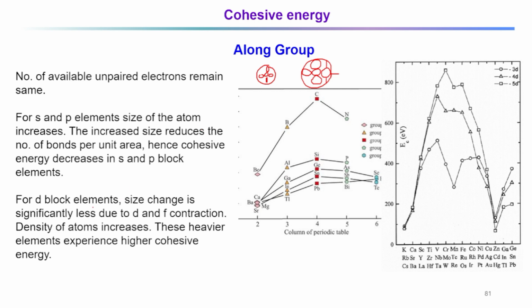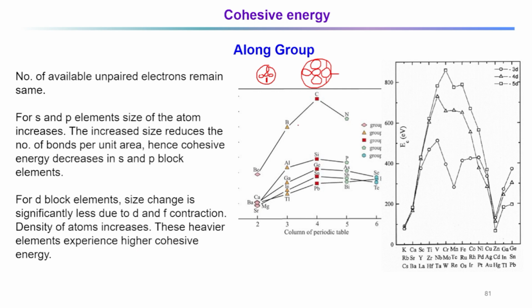Now for D block elements, the size change is significantly less due to the D and F contraction, which I have already explained in the previous lecture. Because these D and F electrons are diffused, they have less shielding power, and that's why the nucleus has more attraction towards the outermost valence electrons. So that's why the size change is significantly less. As we put more and more protons, it can attract the outermost electrons, and the size is almost similar. So the density of atoms increases, and these heavier elements experience higher cohesive energy.